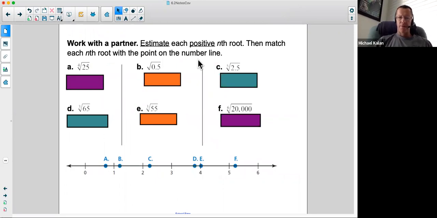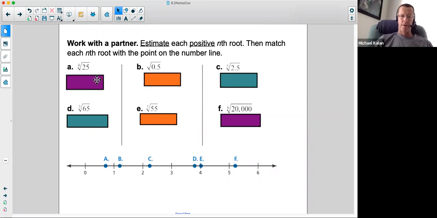Notice they've only asked for the positive. It's because there could be a negative, right? There's a negative number that, if we multiply it by itself, we're going to get 0.5. Okay, so let's see. We have to match it with the ones that are down here. Well, we know 5 squared is 25. So what number times itself would get us to about 5?